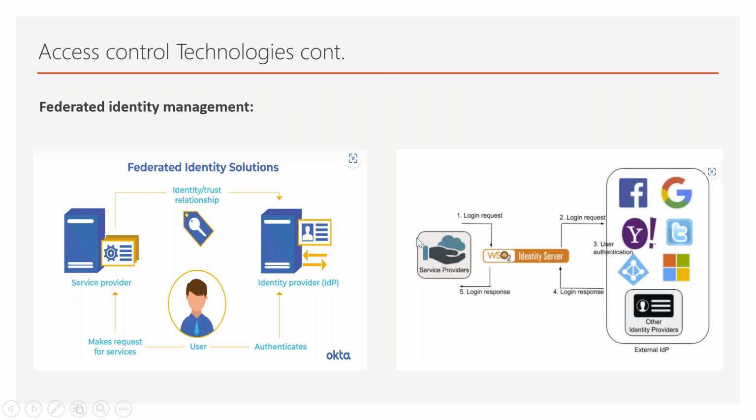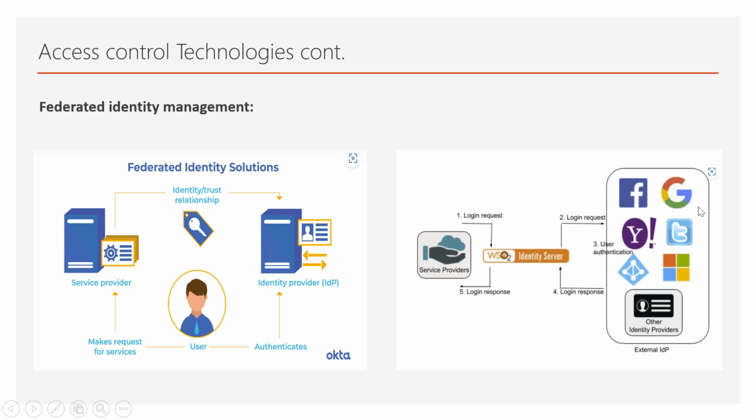If you see the second diagram, you can see the login request. They are using a WSO2 identity server. The login request is sent whenever you give the user an option to authenticate via external IDP providers like Facebook, Google, Yahoo, Twitter, or Microsoft Azure. It will redirect you to that page, and you will authenticate.